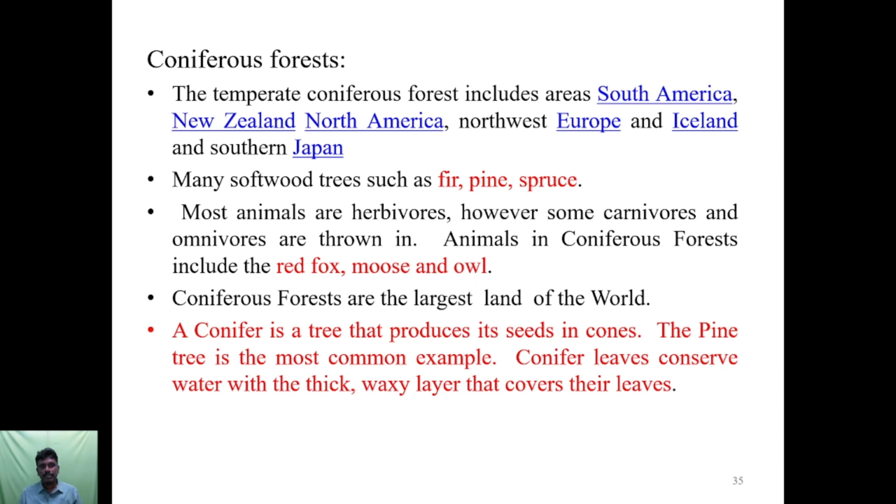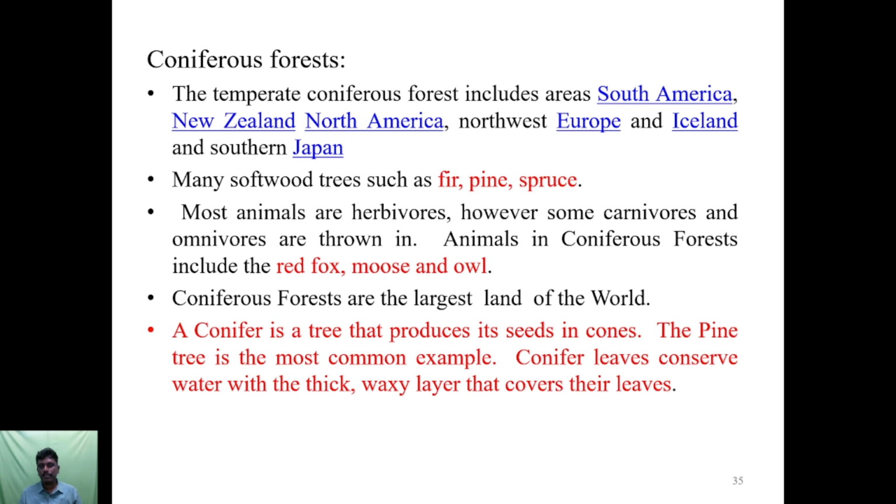Then coniferous forest. These forests are available in South America, New Zealand, North America, Northwest Europe and Iceland, South Japan. Many softwood trees such as fir, pine, spruce are available in this forest. Most animals are herbivorous, however some carnivorous and omnivorous animals are available. Animals in coniferous forest include red fox, moose, owl.